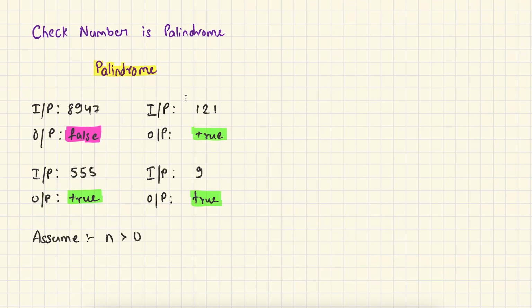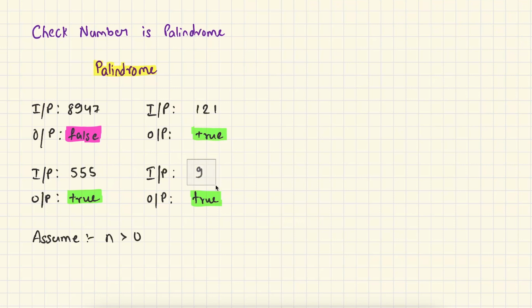Let's see this number. This is a 3-digit number. Whether you read it from left to right or right to left, you get exactly the same number, 121. That is why this number is called palindrome. Let's see this example. This is 555. This is also a palindrome number because even if you read from left to right or right to left, you get exactly the same number.